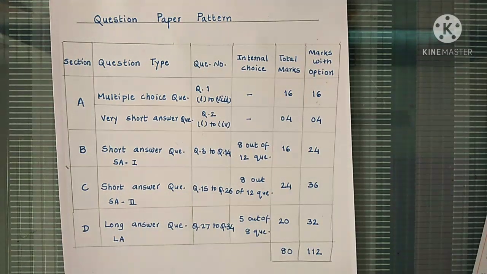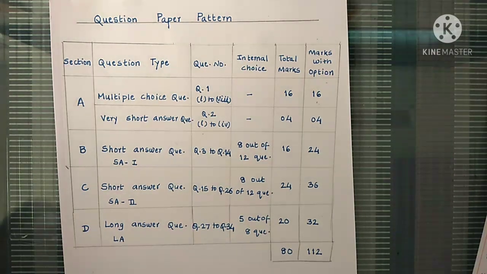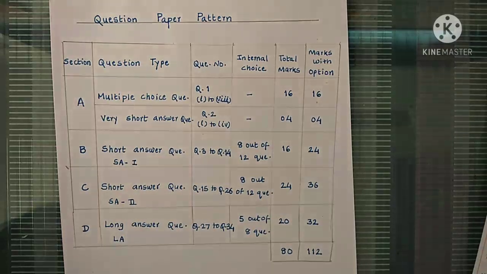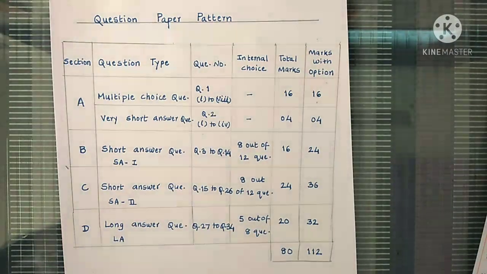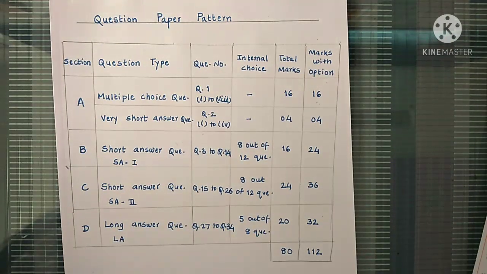Question number 2 consists of very short answers. That means it is only a 2 or 3 line question, or sometimes only a 1 line question, and the answer is in only 1 line. A total of 4 questions will be asked and each question carries 1 mark only, so the total marks here is 4. There is no option in section A, it is the compulsory part. Section A is compulsory and it carries 20 marks.